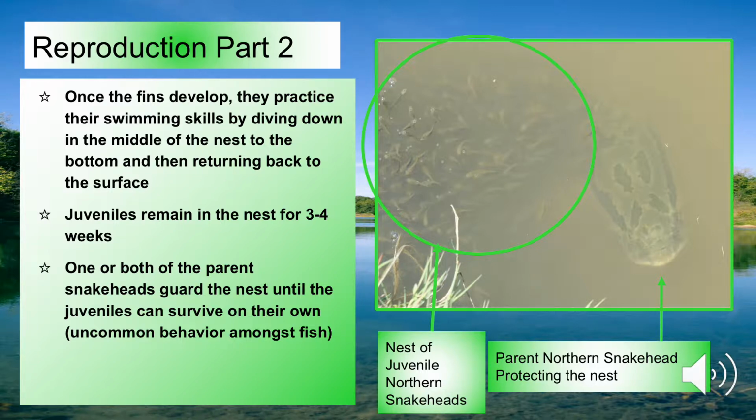This is an uncommon behavior among most fish. If you look at the picture on your right, within the green circle, there is a nest of juvenile northern snakeheads. This is a top view of what a nest of northern snakeheads looks like. And further right is a larger parent northern snakehead, which is protecting the nest from natural predators.